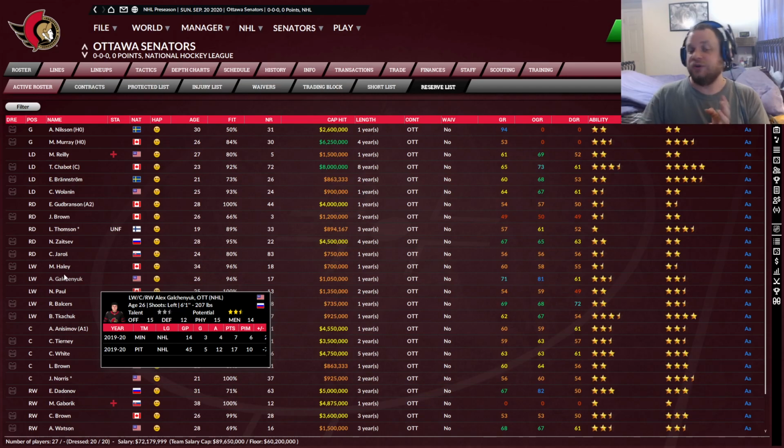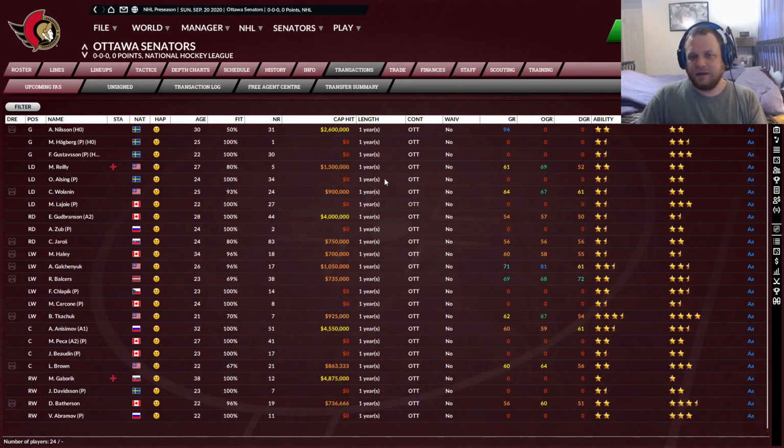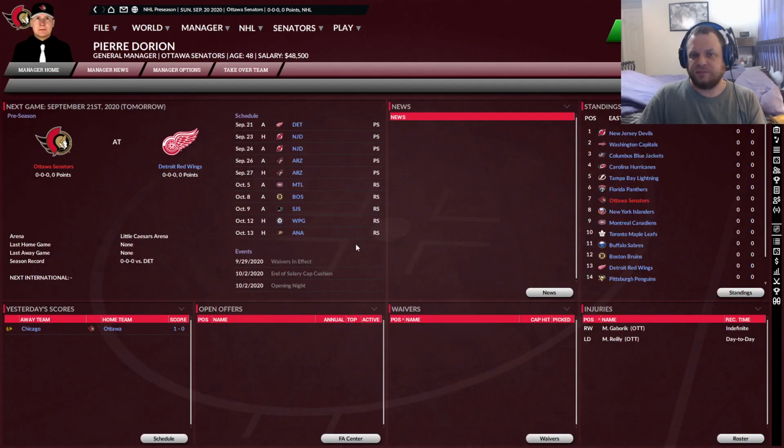So it's usually a good idea to come here in the transactions, look at who has expiring contracts and who you want to keep, who you don't mind losing, and those that you don't mind losing, try to trade them for assets as much as possible. Maybe you're only going to get a draft pick, but getting a draft pick is better than losing the player for absolutely nothing on July 1st. So that's something to consider.